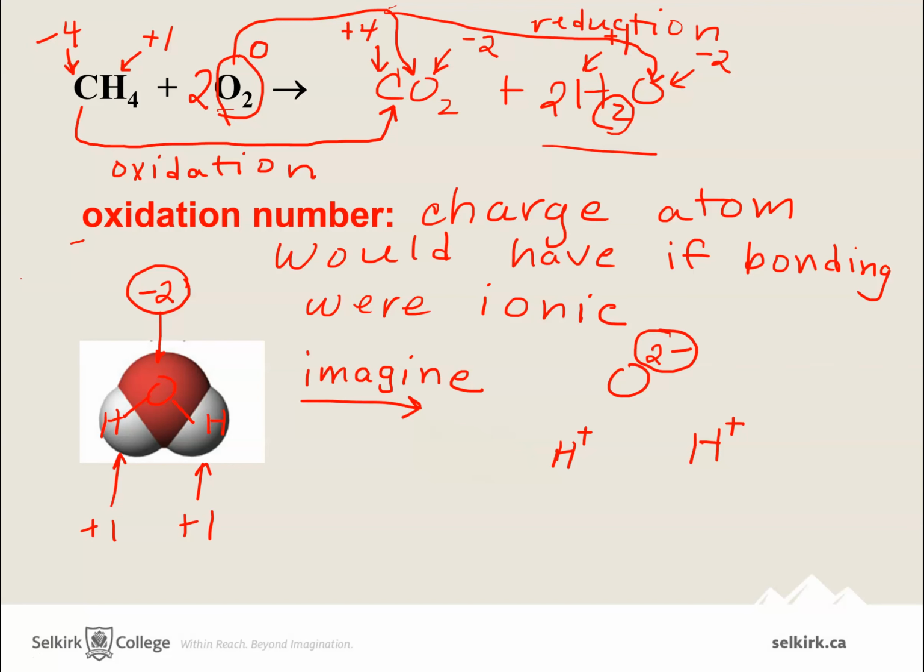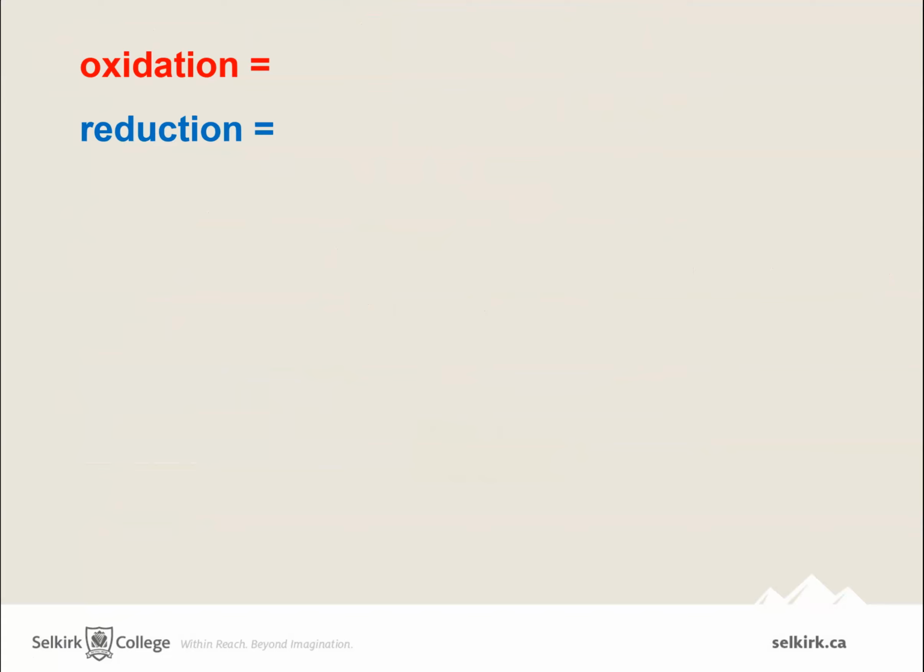In the first examples, I taught you LEO says GER. That's a trick to remember what oxidation and reduction are. But now that we understand the nature of the change, I can give you a more useful definition of oxidation. Oxidation turns out to be an increase in oxidation number. Yeah, that makes sense. More oxidized, oxidation. Conversely, reduction is a decrease in the oxidation number.